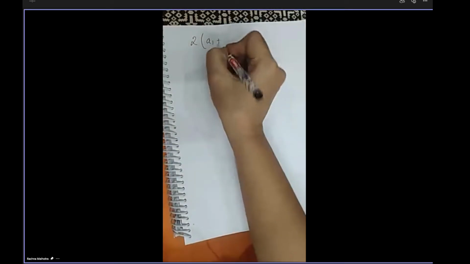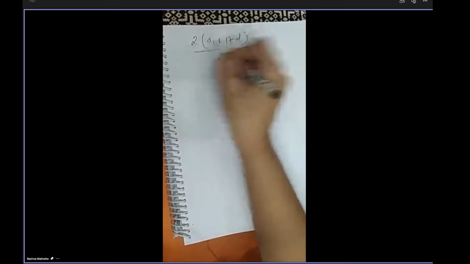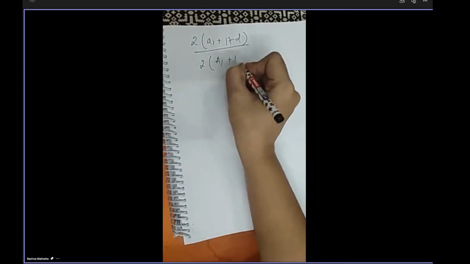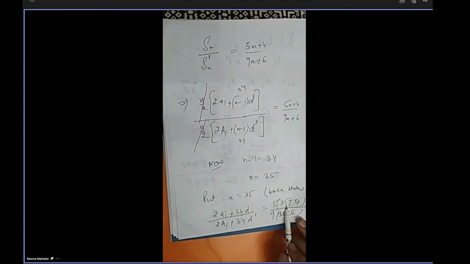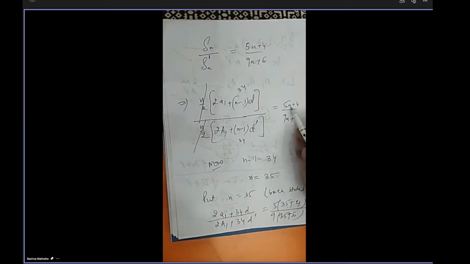What can we write for LHS? If you take out 2 common, it will be 17d. And on the right hand side we are getting 179. This is 39. Oh sorry, this is 35.